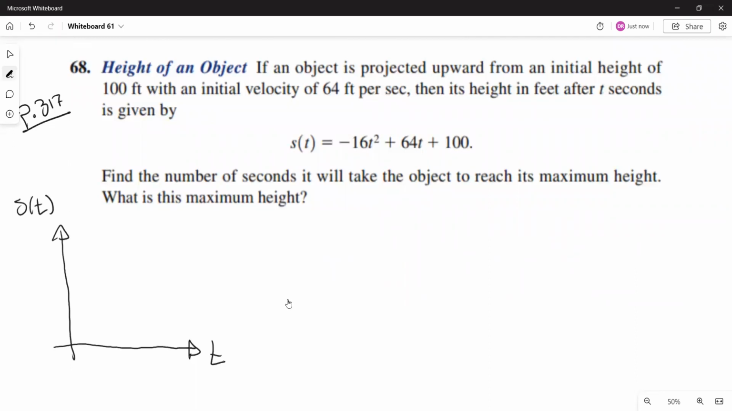We can see that the y-intercept is (0, 100), and that the function has a negative leading coefficient. So the parabola opens downward. So the graph is going to be something like this. Okay, so the maximum height is going to be given by the vertex. So that's going to be the maximum height. So let's find the vertex.